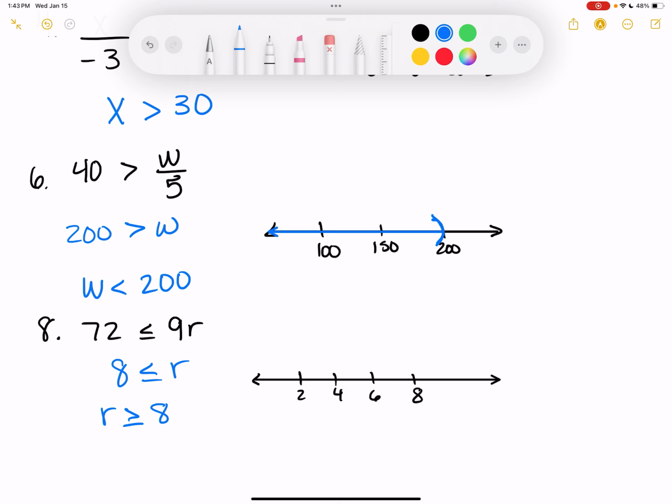All right, what's this one look like? A bracket. Bracket goes right. Also right. Bracket going to the right.